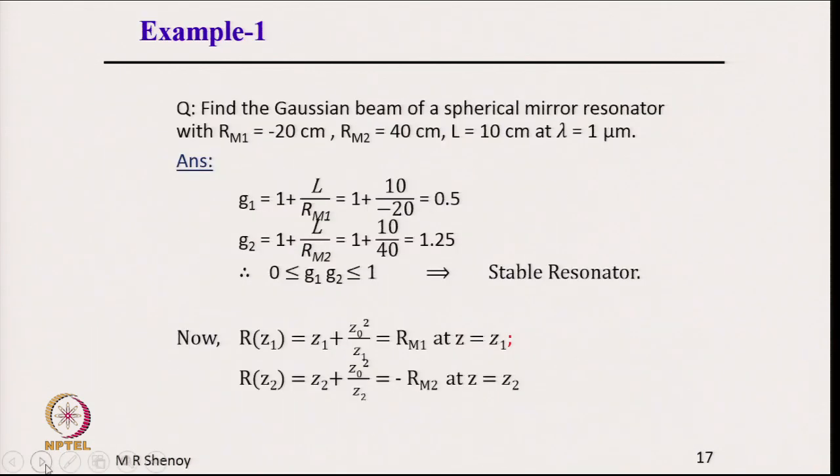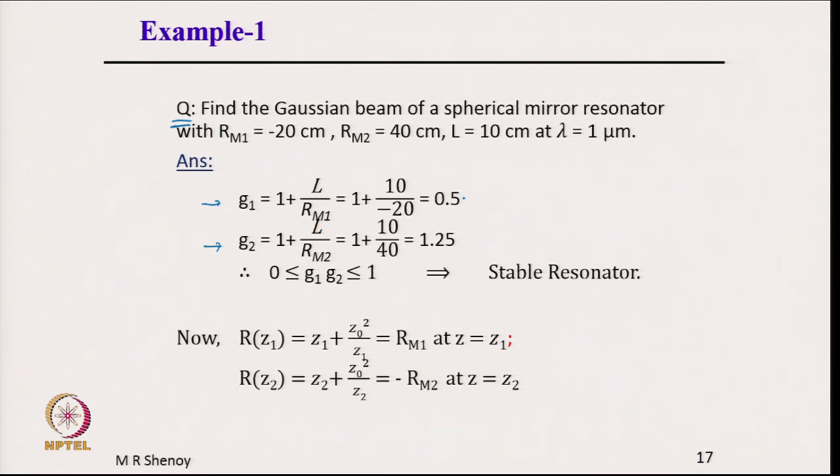Let us take some examples and it will become very clear now. Question: find the Gaussian beam of a spherical mirror resonator with R m 1 equal to minus 20 centimeter, which means this is a concave mirror, R m 2 is 40 centimeter, which means this is a convex mirror, and L is equal to 10 centimeter at lambda equal to 1 micrometer. First, check G 1, G 2 and the stability condition. G 1 is given by 1 plus L by R m 1 and G 2 is 1 plus L by R m 2.